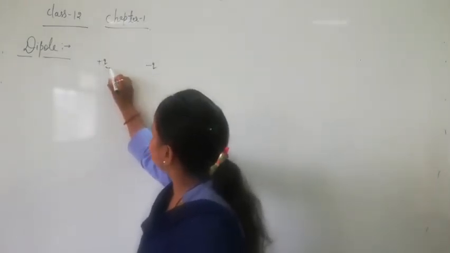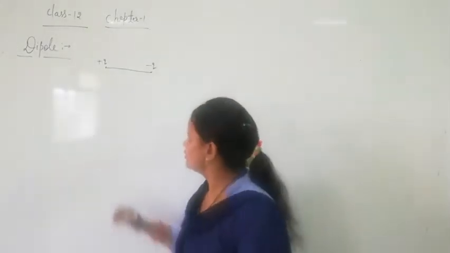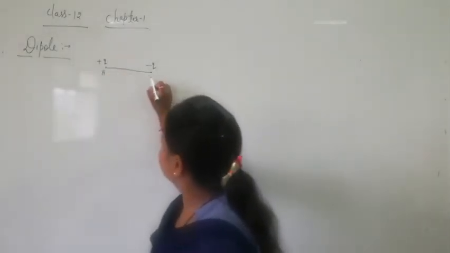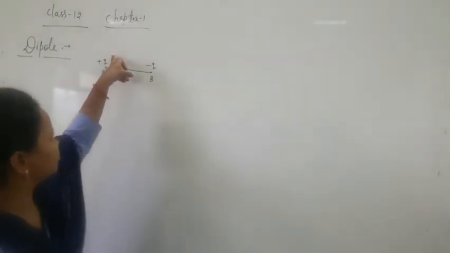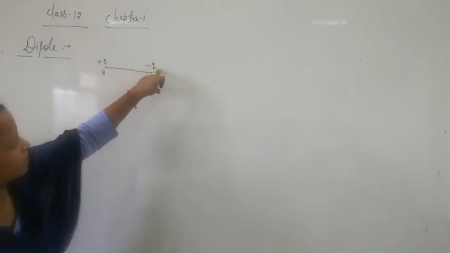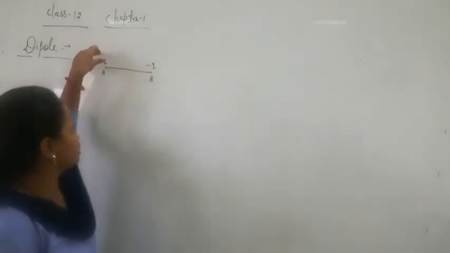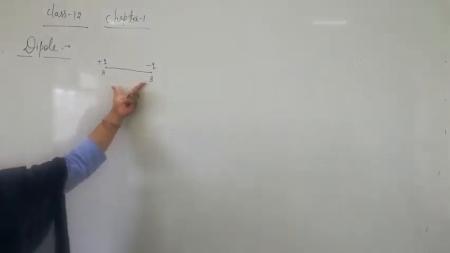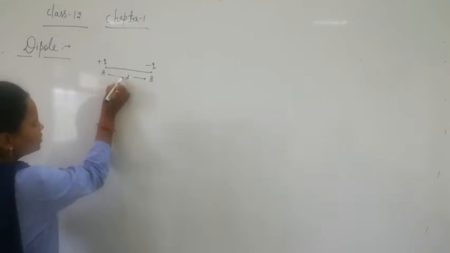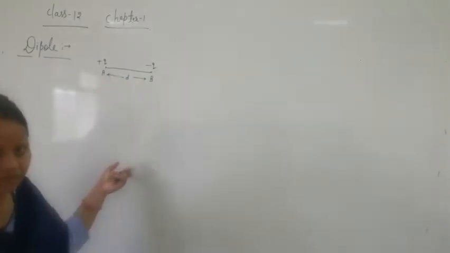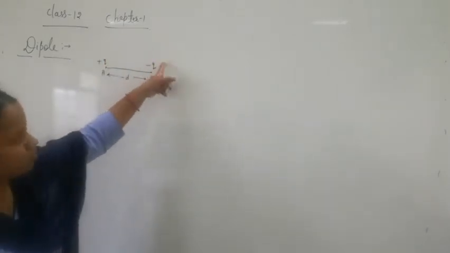and opposite charges separated by a small distance. A and B are two points at which plus Q and minus Q, charges of equal magnitude and opposite sign, are separated by a small distance. The small distance is considered as small d, the distance parameter. Then this arrangement is called a dipole, having two poles.